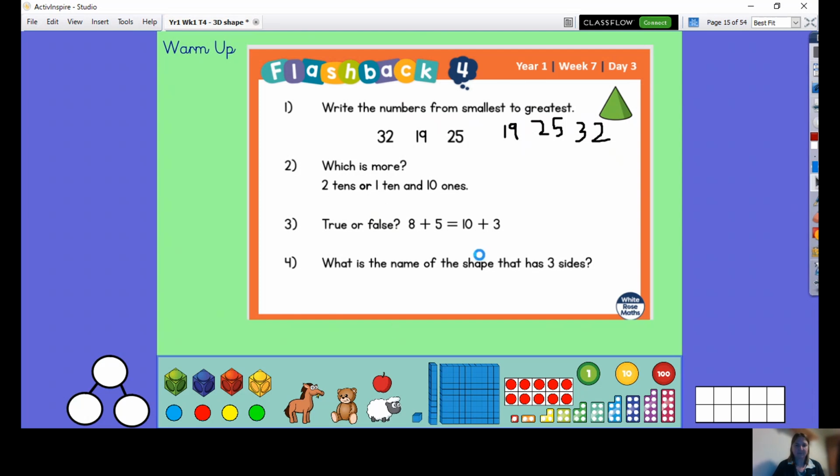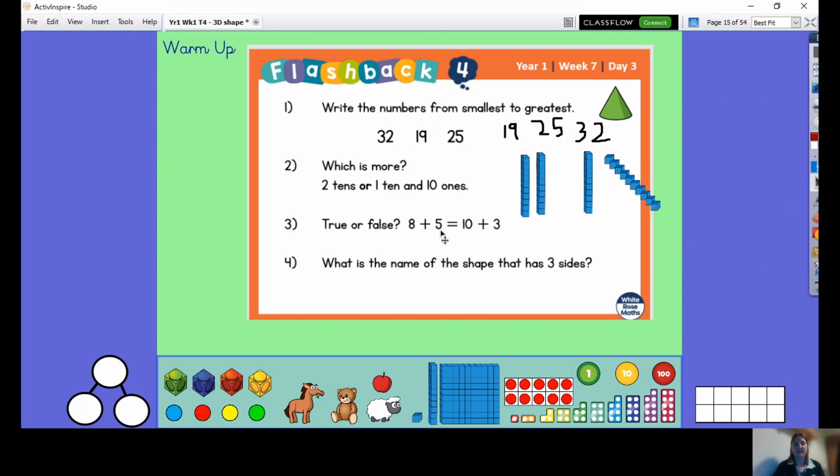So which is more, 2 10s or 1 10 and 10 ones? There's 2 10s. 2 10s is 20, and then you've got 1 10 and 10 ones. So I'm going to go 1, 2, 3, 4, 5, 6, 7, 8, 9, 10. So that's 10 there. 10 and 10 is 20. So which is more? Neither of them, they are both exactly the same.